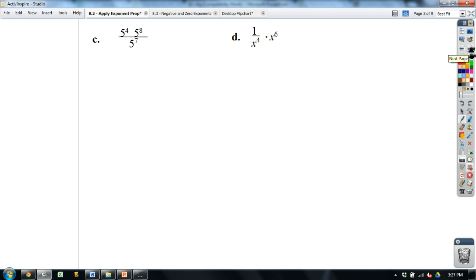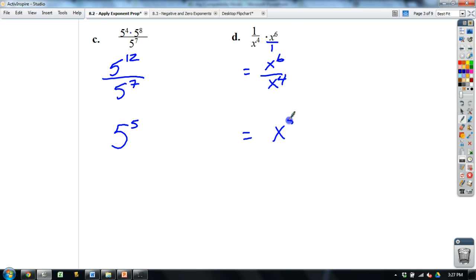All right, in C we have 5 to the 4th times 5 to the 8th, right? There should be a dot there, sorry. Multiply these. 4 plus 8 is going to be 12, so that's divided by 5 to the 7th. That's going to give me 5 to the 5th, okay? Here, if I multiply this out, the denominator here is over 1, so that's going to give me x to the 6th divided by x to the 4th, which is going to give me x squared.